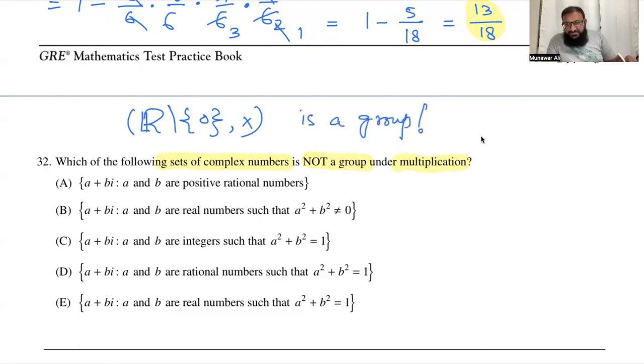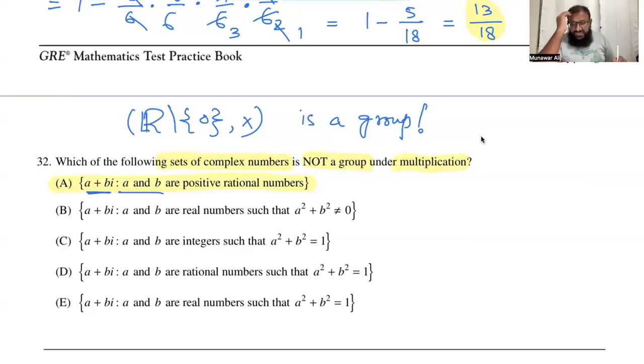So why are we just taking out 0? Because 0 does not have an inverse with respect to multiplication. So we have to look for this thing. When you look at the first option, it says that the numbers of this form a plus bi, a number in complex notation, where a and b are positive rational numbers.